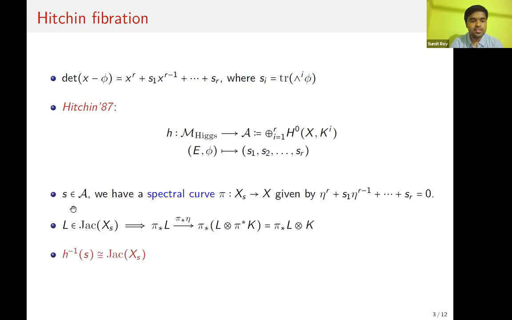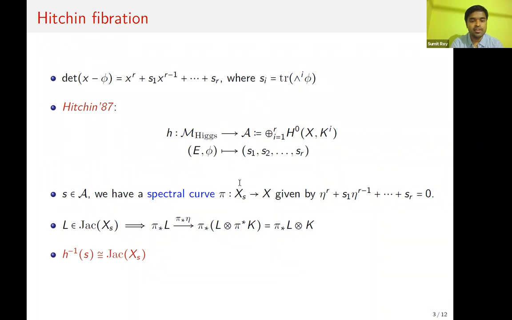Okay. So let us consider an element s in the base A. Then we have a spectral curve, X_s, together with a covering map pi from X_s to X, which is a degree r covering map, and this spectral curve is given by this equation, which is basically the zeros of the characteristic polynomial. But this eta here is a tautological section of the cotangent bundle. Okay. And also for a generic point s, the spectral curve is smooth.